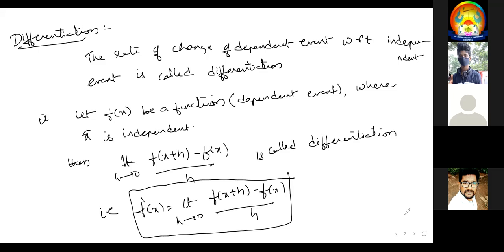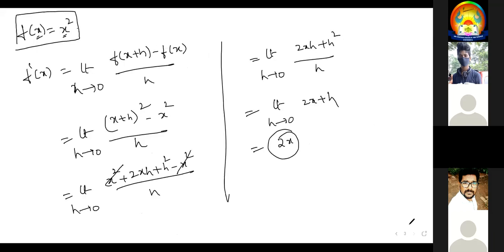Yes, sir. Yes. Please copy the next example.